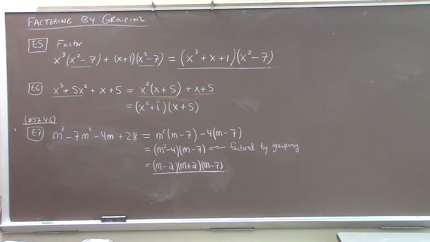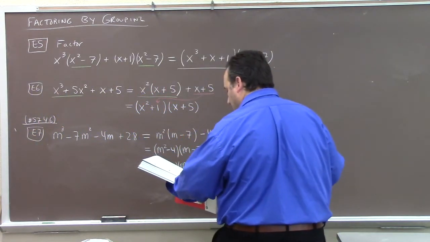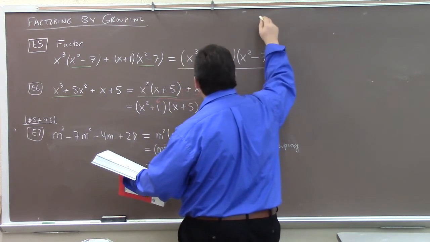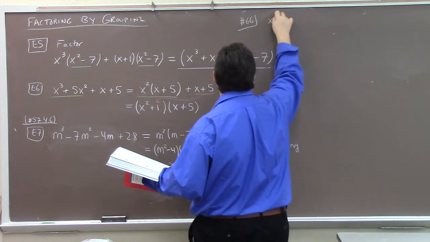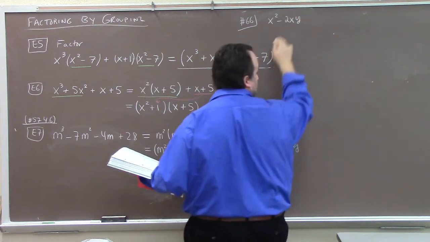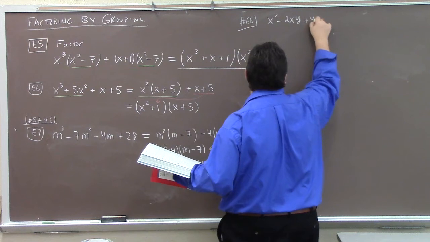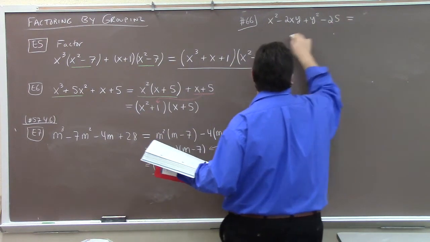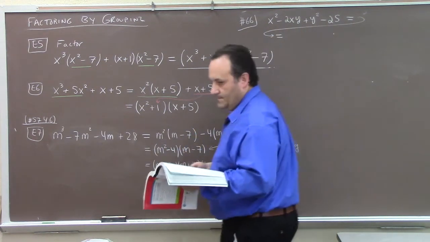Okay, let's look at another one. This is number 66. Here we have x squared minus 2xy plus y squared minus 25. I'm supposed to try to factor this thing. Any ideas?